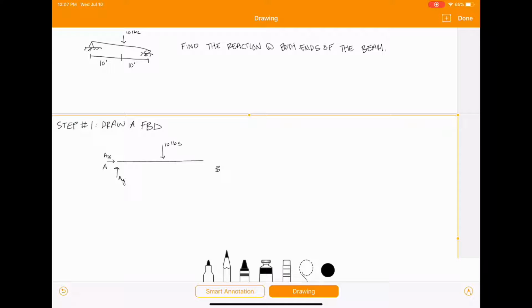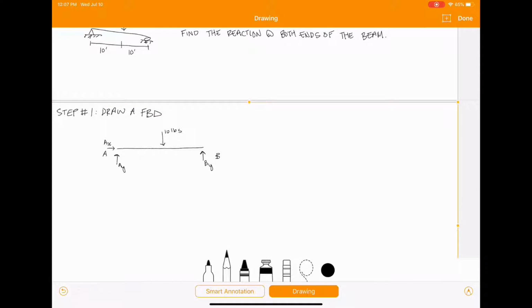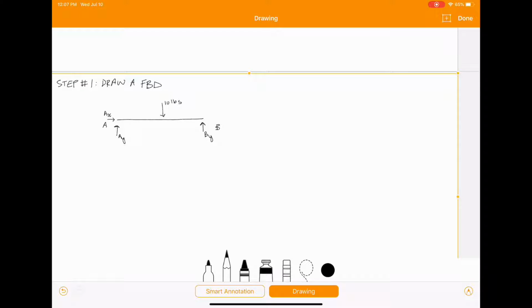Now we can come to the B side of the beam and we see that there's a roller right there. What that tells us is that the roller is going to make it so there's no movement in the Y direction. But for the roller, you can move in the X direction, so we're not going to have an X reaction on that side of the beam. So we'll just go ahead and label this one BY. Okay, and that's your free body diagram.